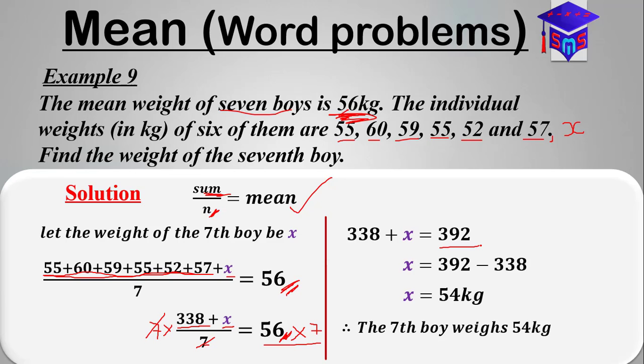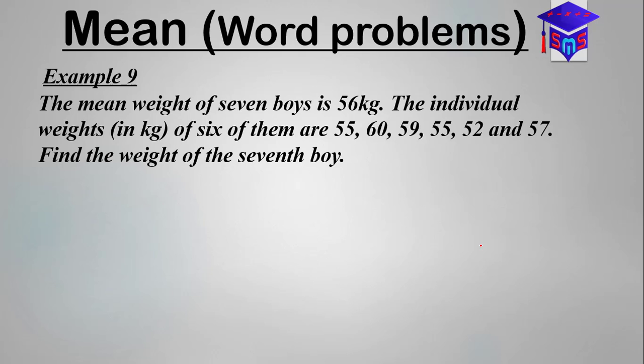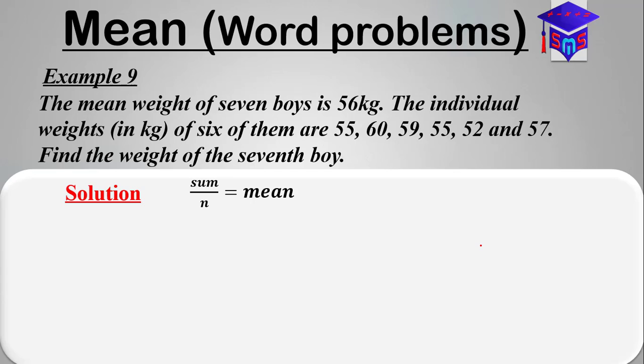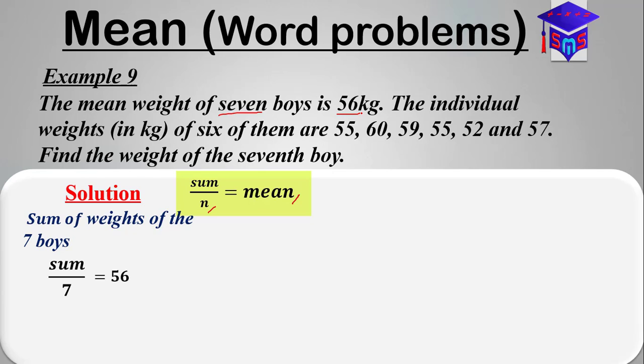There's actually another method that we can use to answer this question. Let's quickly look at that. So with the same question, with this approach, we are first going to find the sum of the weights of the 7 boys. Then we would go ahead and find the sum of the weights of the 6 of them whose individual weights have been given. So let's quickly do that. The sum of the weights of the 7 boys, considering this our basic deduction, the n over here is 7, and the mean is 56. So we have the sum over 7 is equal to 56.